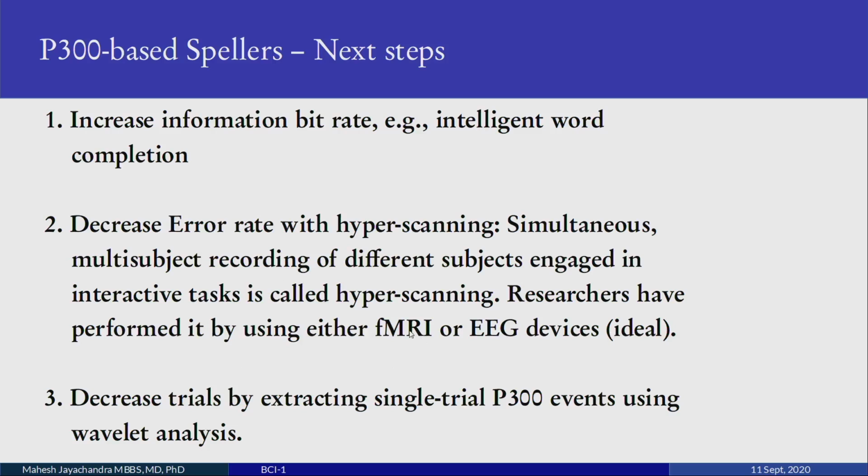fMRI is impractical really. And finally, you can decrease the number of trials by extracting single trial P300 events using wavelet analysis. Wavelet analysis allows you to denoise the data so that you can see P300 in single trials, as we mentioned in a previous lecture. So instead of waiting for 6 times, maybe 2 would be enough. It would be much faster, 70% faster than using 6.